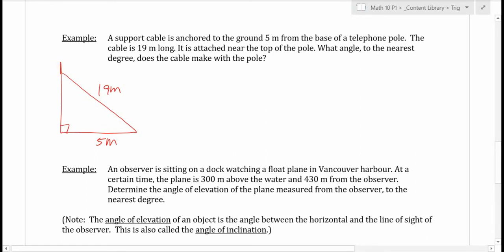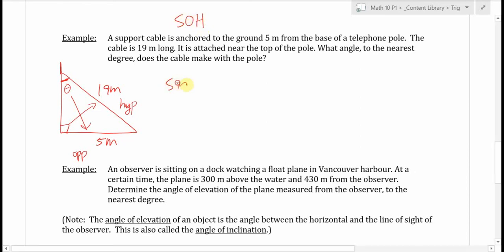What angle to the nearest degree does the cable make with the pole? So we're looking for this angle right here, because we're looking for the angle between the cable and the pole. So here's angle theta. Let's name the sides. Here is the opposite side, and here is the hypotenuse side. Just like the previous example, we are given opposite and hypotenuse. Therefore, we have to use sine, because it's SOH CAH TOA.